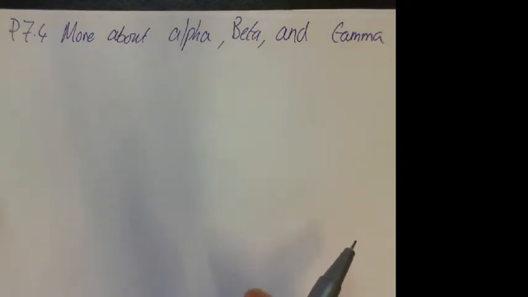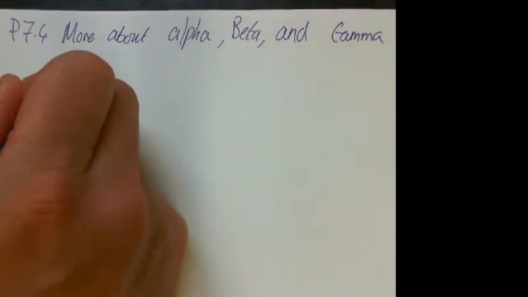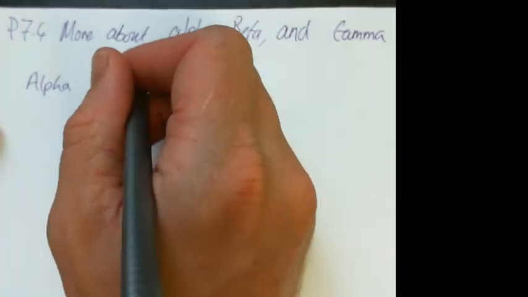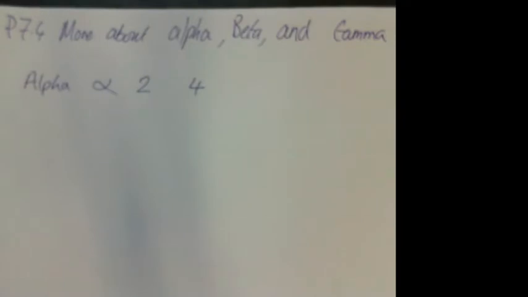Okay, so P7.4, more about alpha, beta and gamma. So far what we know about alpha, beta and gamma is that alpha has the symbol like this. It has 2 protons and 4 neutrons. So we can put that into a little table that's going to be useful to us.